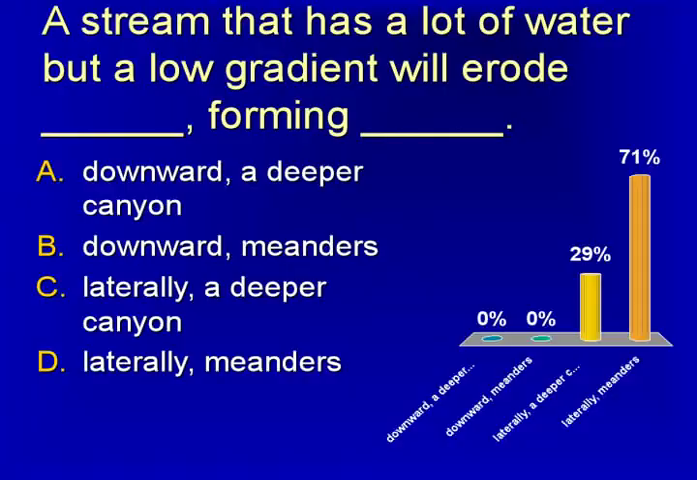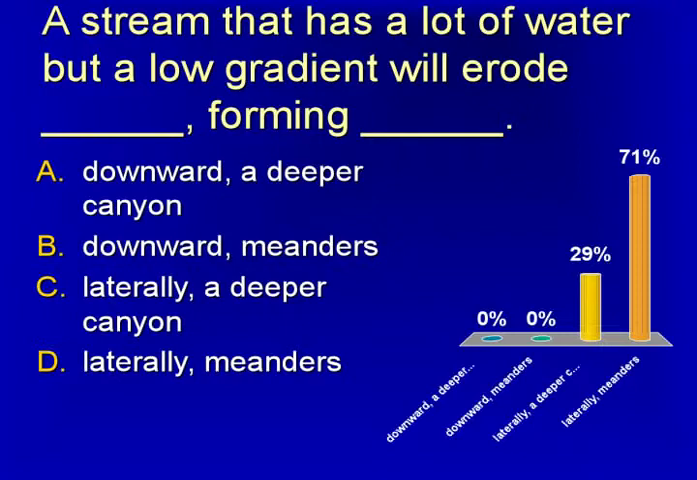Then I'd say re-poll this question. And so here you guys can answer this. So a stream that has a lot of water but a low gradient will erode either downward or laterally, forming either a deeper canyon or meanders. And this is one where I just learned something new today, where what I should do when I do this is use that comparative slide and show what they did the first time, and then what they were doing with the next one.